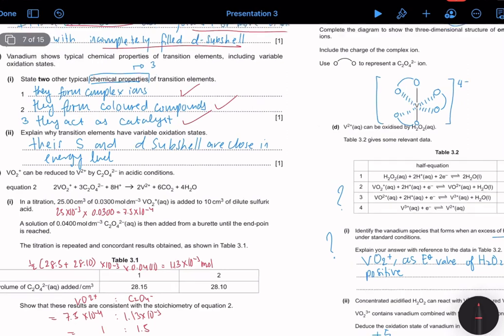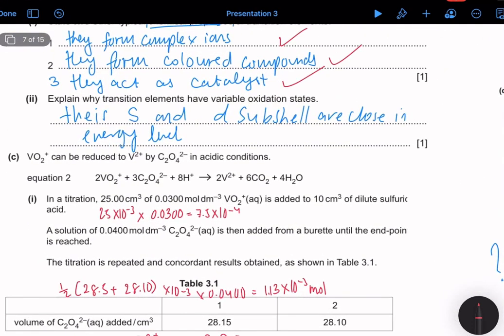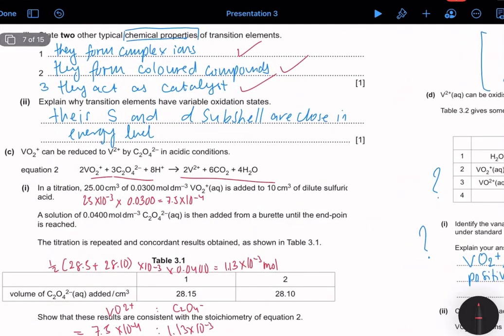So for question C, VO2 plus can be reduced to V2 plus by C2O4 2 minus in acidic conditions. So this one is getting reduced, as you can see. And in a titration, 25 centimeter cubed of 0.03 mole per decimeter cubed of VO2 plus is added to 10 centimeter cubed of dilute sulfuric acid. With this information we can count the amount of mole present, which is your volume times your concentration.